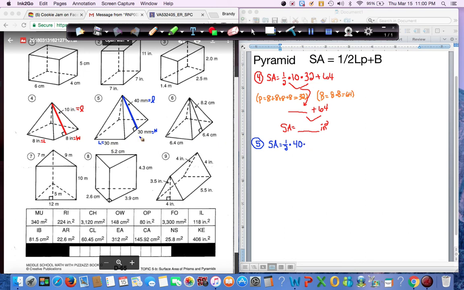So 30 plus 30 plus 30 plus 30, right? There's a 30 over here. That's how squares work. And there's a 30 back here. So we're going to add up all of our 30s.